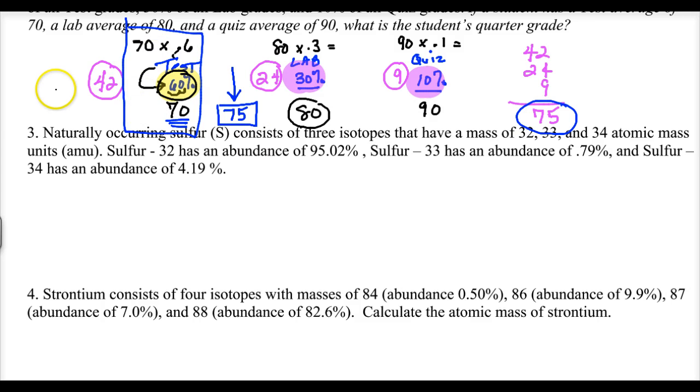Now watch how I do number 3. I'm going to model number 3, and then I'm going to ask you number 4 with my answer. So here comes number 3, and this is very important. You must be able to do this. Naturally occurring sulfur consists of 3 isotopes. So let's just write them. Okay, we have sulfur 32, we have sulfur 33, and sulfur 34. All right, sulfur 32 has an abundance of what?